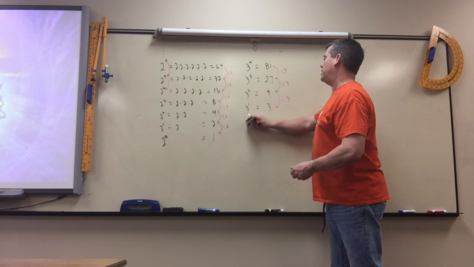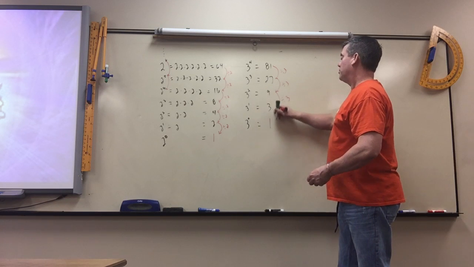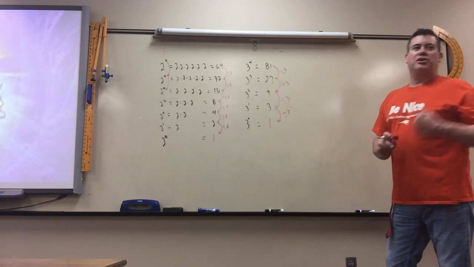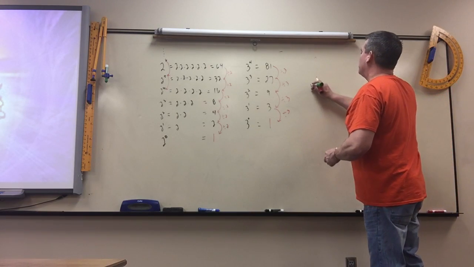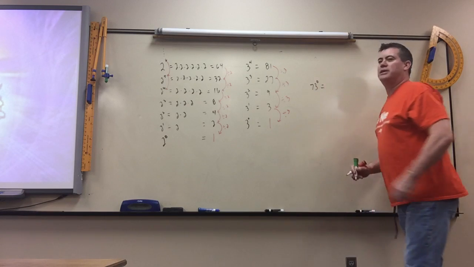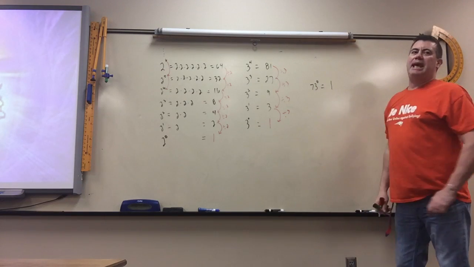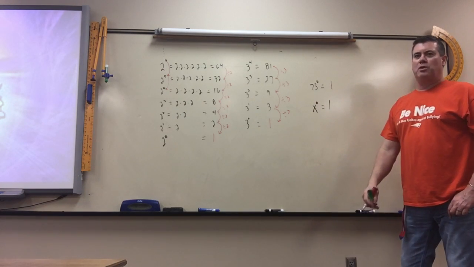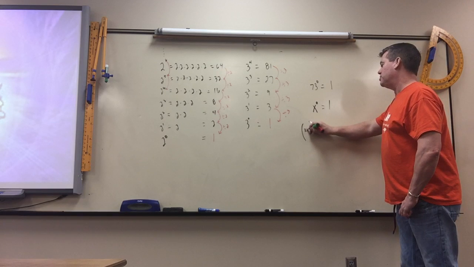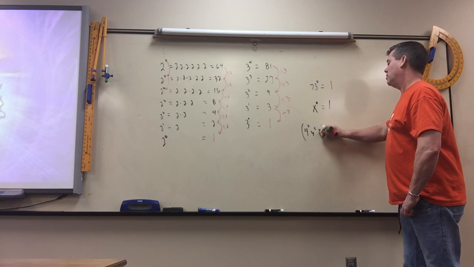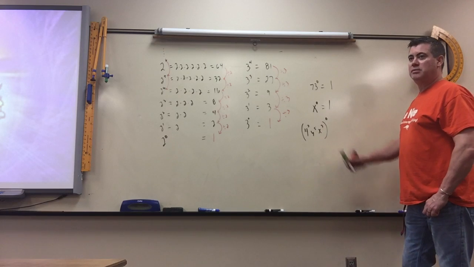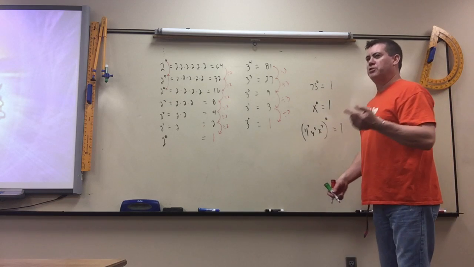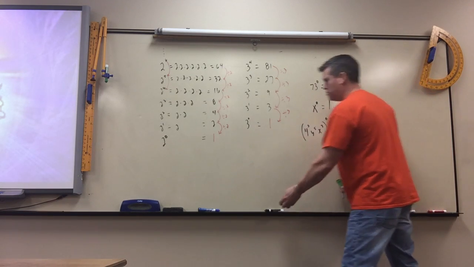So what would 3 to the 0 equal? 1. Following the same pattern. So now that we've learned that, if I gave you 73 to the 0 power, what's the answer going to be? 1. Anything to the 0 power is always 1. X to the 0 is 1. If you have anything in parentheses raised to the 0, everything's to the 0, so it's 1. Okay? So that's the first thing, is that anything to the 0 power will always be 1.